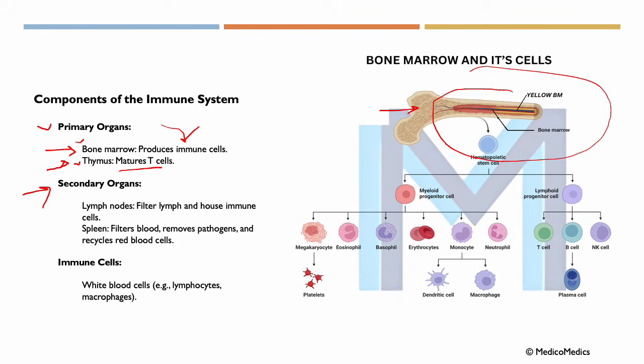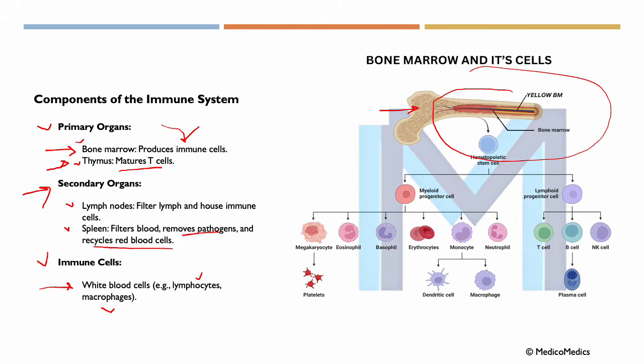Now we have secondary organs. We have lymph nodes, and these filter lymph and house immune cells. We have the spleen, which filters blood, removes pathogens, and recycles red blood cells. Now, when we talk about immune cells, we're essentially talking about white blood cells like lymphocytes and macrophages.